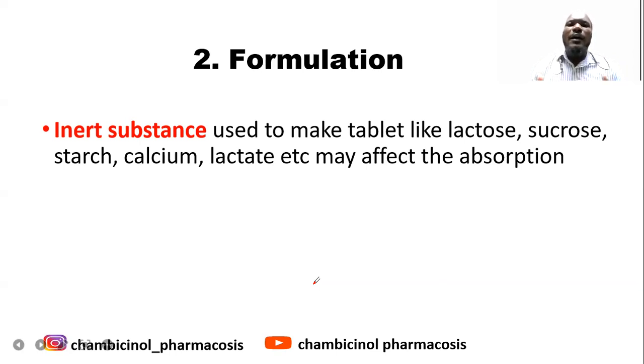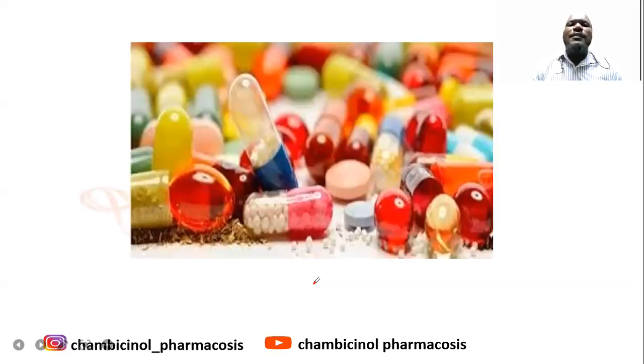So here, it is mentioned some of them like lactose, sucrose, starch, calcium lactate. These may affect the absorption, and these are excipients in the sense that they are not active pharmaceutical ingredients. So here you can see the capsule and the pellet formulation. We have the gelatin material which is used during the formulation. This gelatin material for the formulation of the capsule and the pellet has an effect on the absorption of the drug. Depending on the material which is incorporated, it can speed up the rate of absorption or it can retard the absorption of the drug.